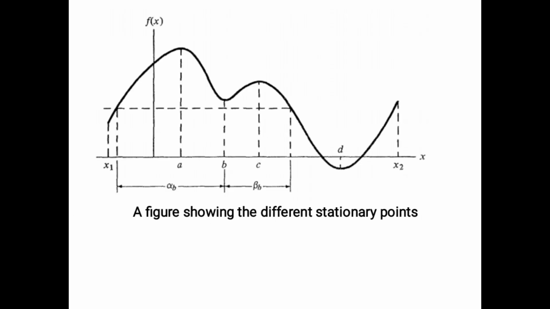Now let's look at this diagram that shows the different stationary points. This diagram has a closed interval x1, x2 and a subinterval containing alpha b and beta b. Now at these points A, B, C and D, we have that the extrema are f of A, f of B, f of C and f of D, as can be shown in the diagram here.